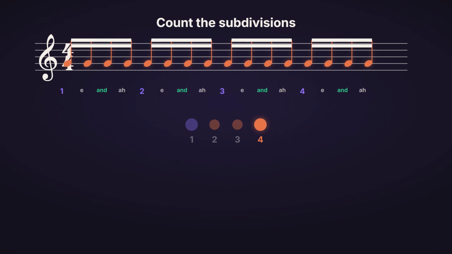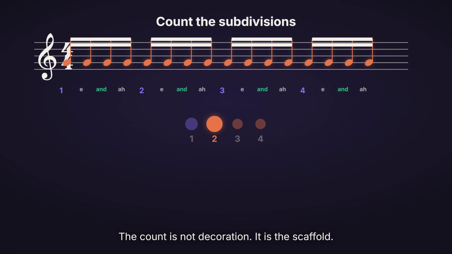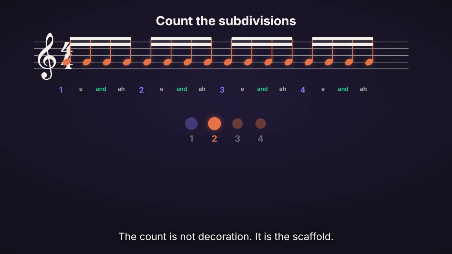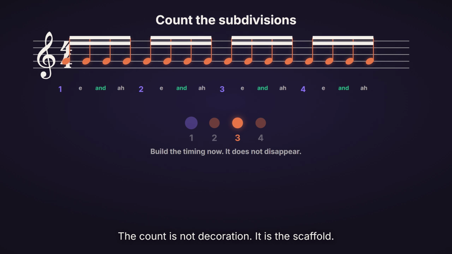Lining up the spoken syllables with the notes on the page is the fastest route to reading rhythm accurately. The count is not decoration, it is the scaffold. Most students skip the counting step and try to feel the subdivisions by instinct, and most of those students develop uneven rhythm. The spoken count forces the body to land each note at exactly the right moment. Once it becomes automatic, you will not need to say the syllables aloud, but the internal timing you build this way stays with you.